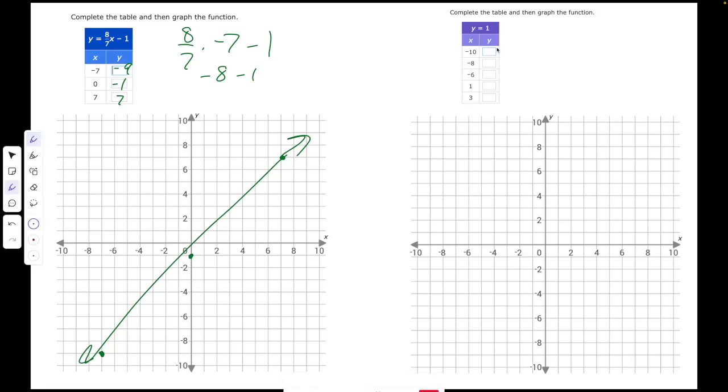For the second problem, y is 1. And so when you graph this, -10, 1, -8, 1, -6, 1, 1, 1, 3, 1, and you have your horizontal line again.